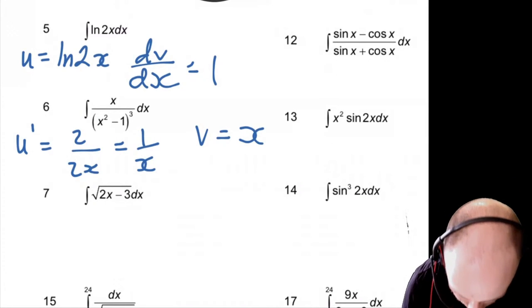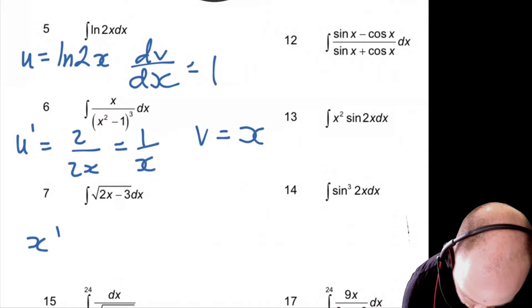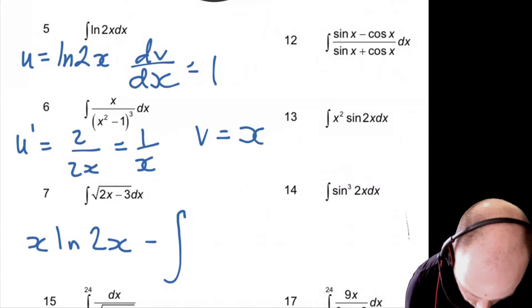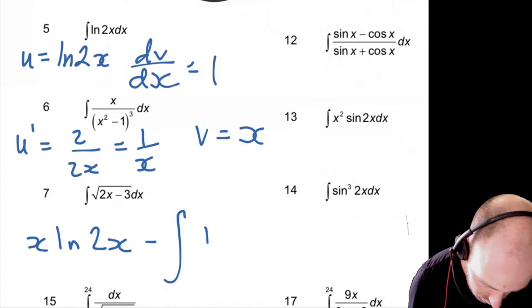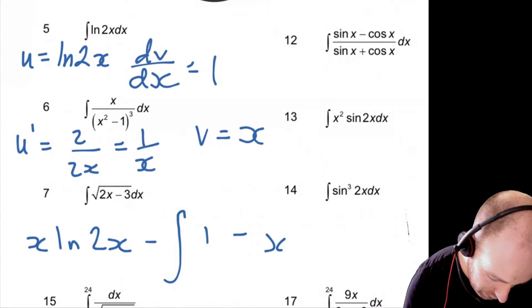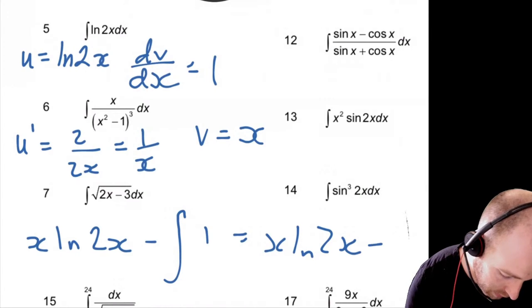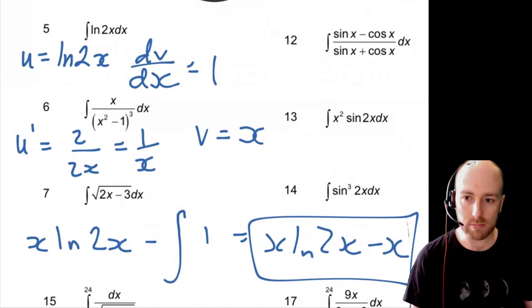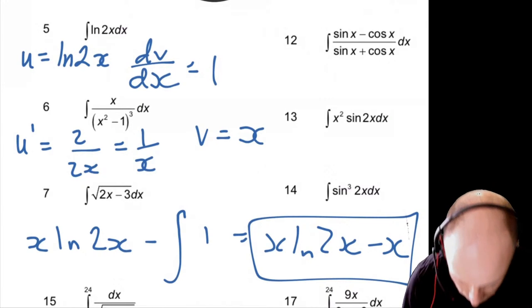So if we put all that together, we're going to get x ln 2x minus the integral of v du/dx, which is the integral of 1. So we get x ln 2x take away x. Cool. So that's the first one.